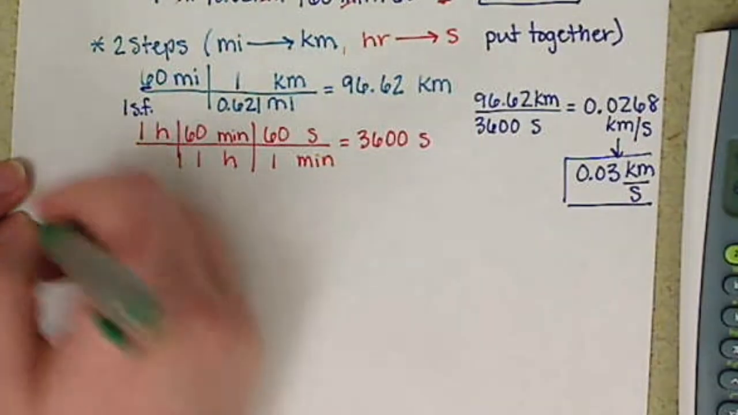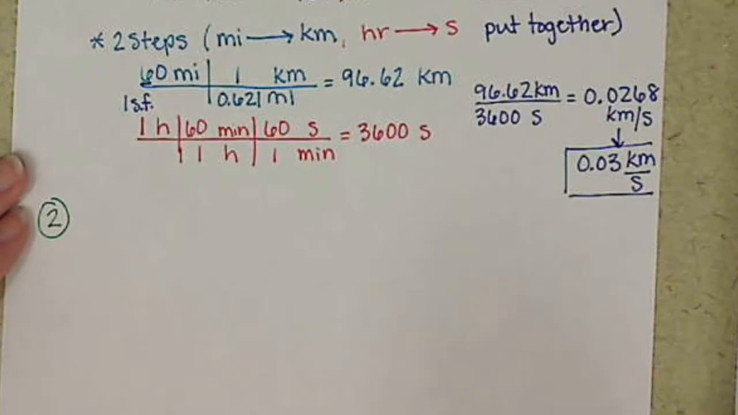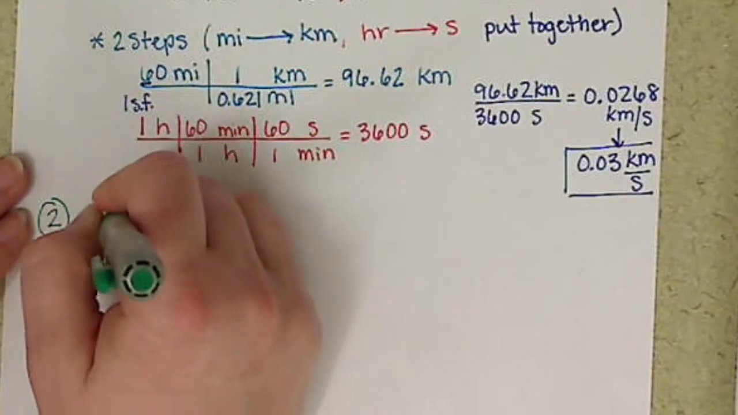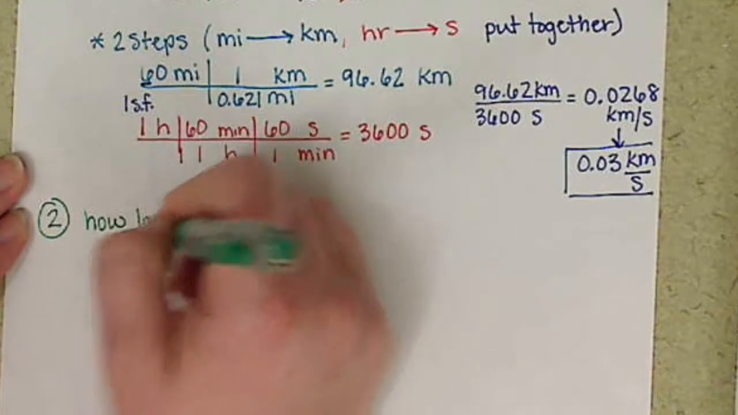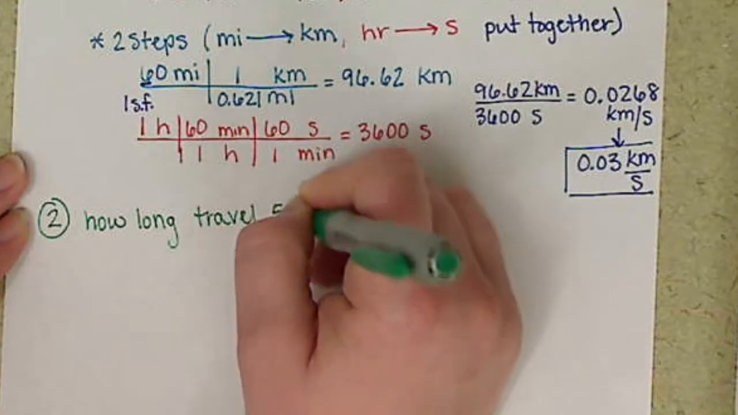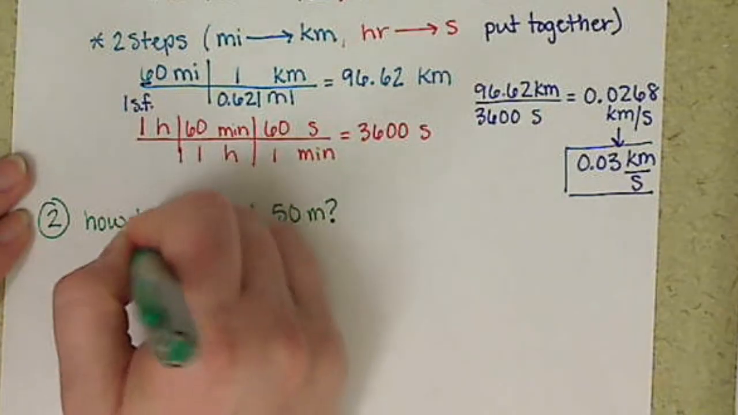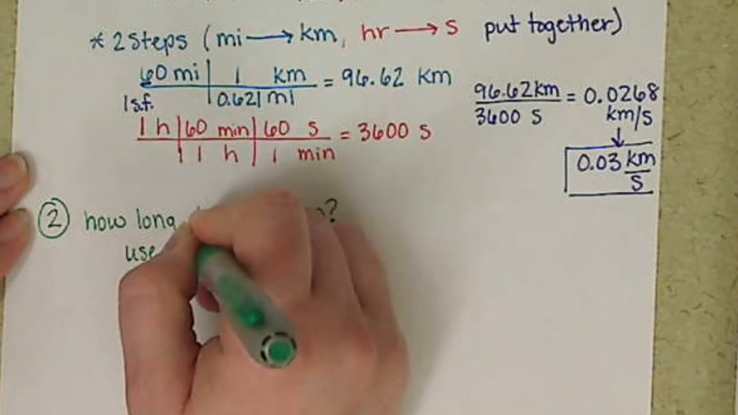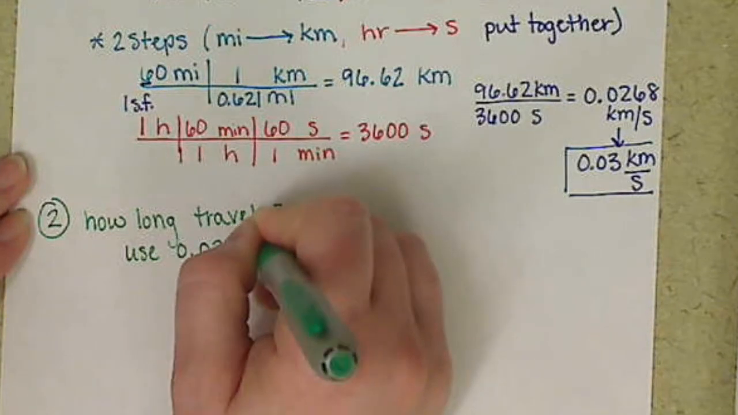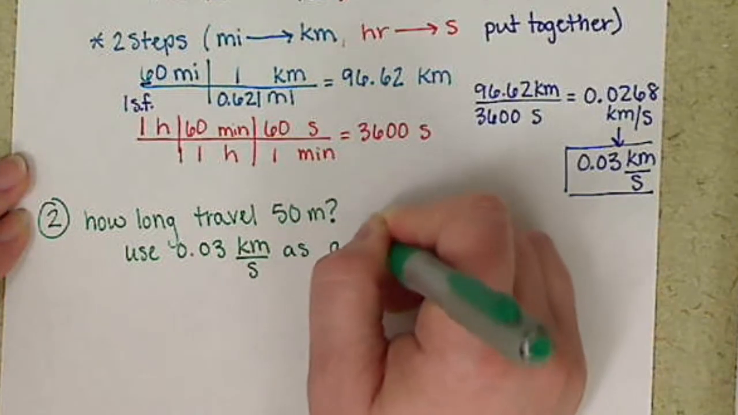So this is now our part 2. We want to know how long to travel 50 meters. So we are now going to use our 0.03 kilometers per second as a conversion factor.